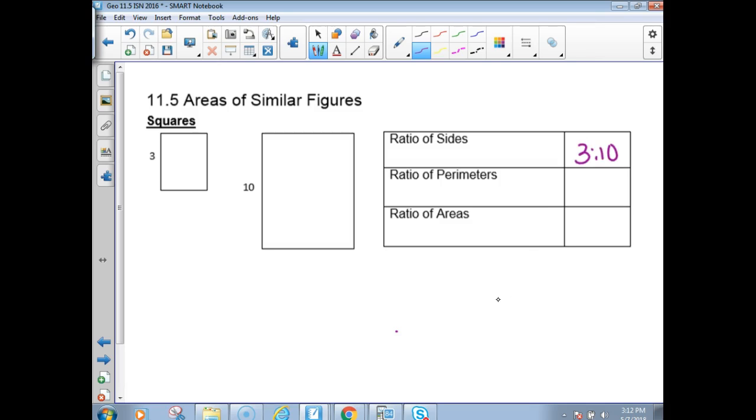So what's the ratio of the perimeters? 3 to 10. Length, length. Okay, this is a length. This is a length. The ratios are the same. This is not length. This is square units. Okay, so we square these. 3 squared to 10 squared, and we can write 9 to 100. Okay, area is not the same as length.